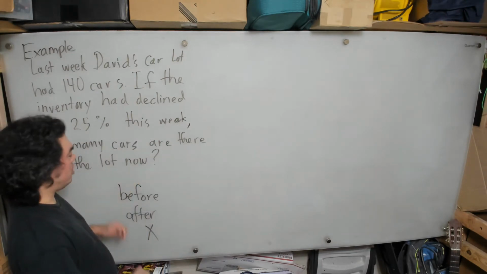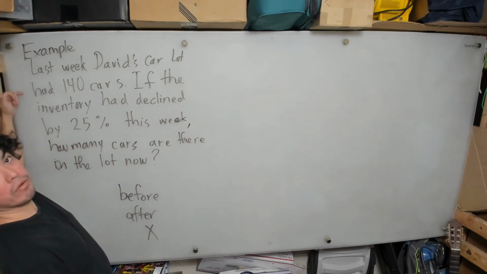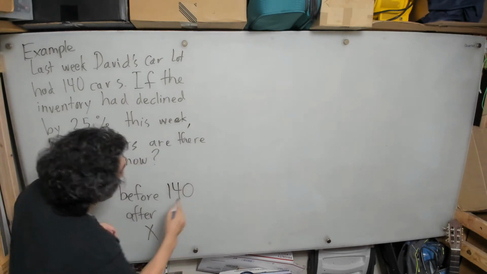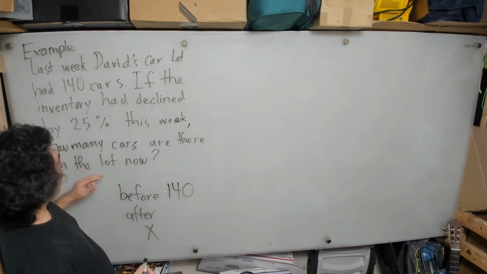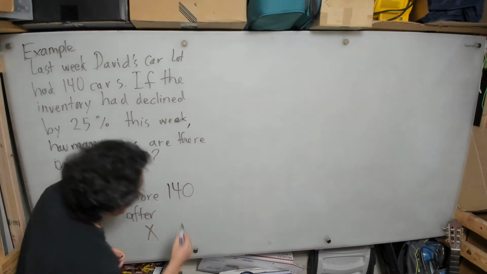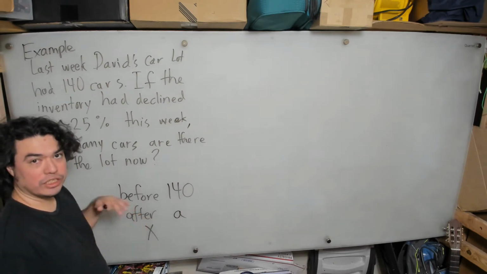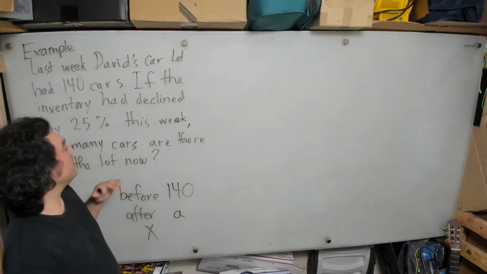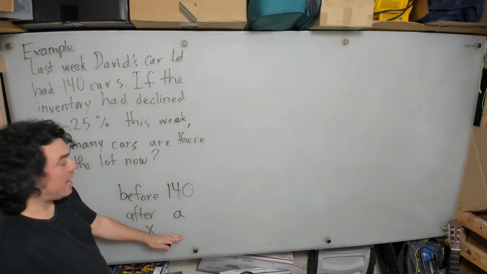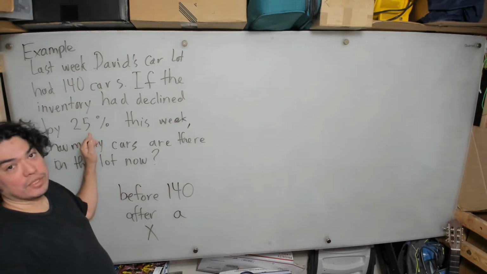So as mentioned, our before was last week. That was 140. So we're going to put 140 here. Now, what we don't know is how many are this week. Since we don't know that value, we're going to put an A here to represent the number of vehicles that David's car lot has this week. And then we're going to have to incorporate X. The X is the 25% decrease.